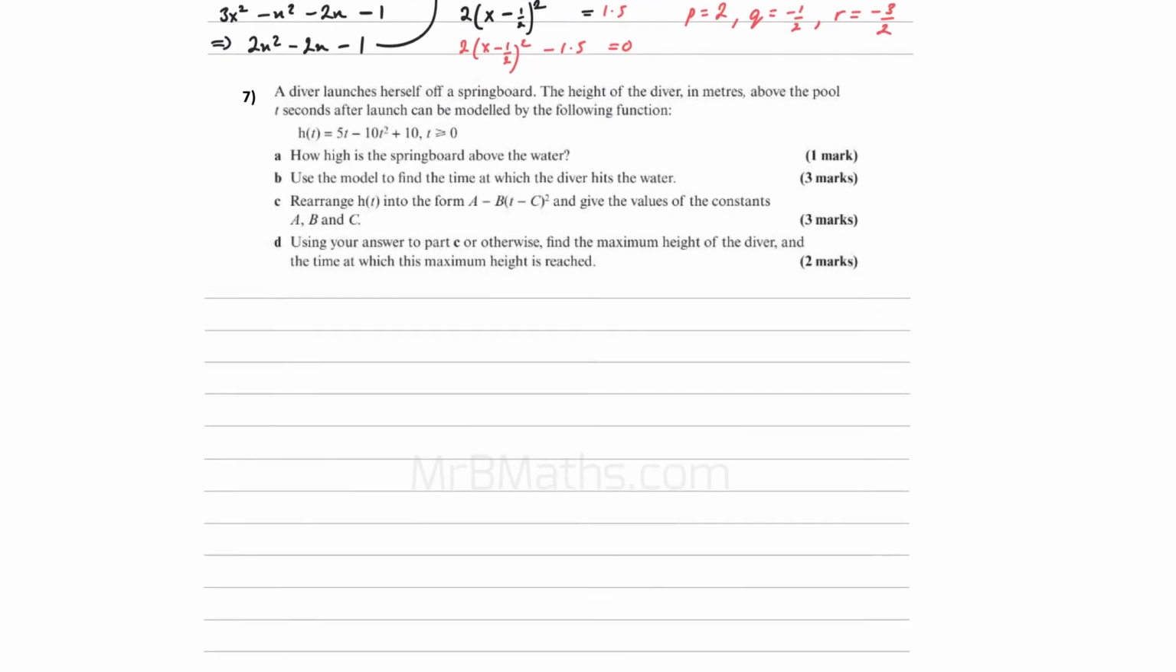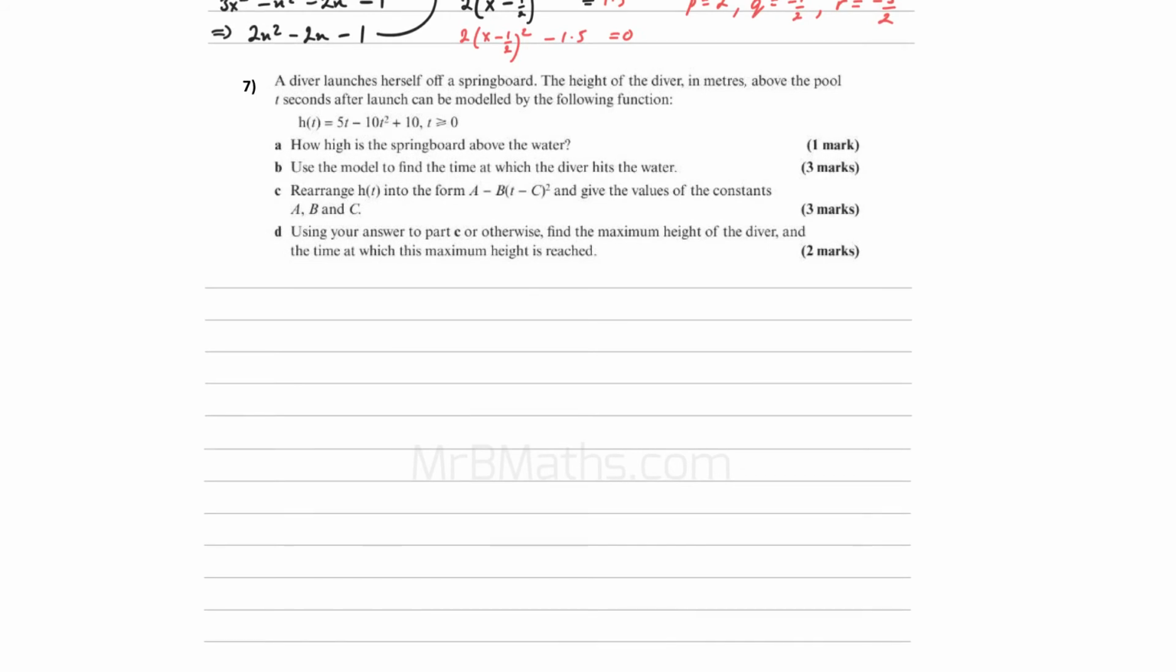Okay, question 7. How high is the springboard above the water? So how do we address this question? So we've got this equation here, which we're going to rearrange. We've got -10t squared plus 5t plus 10. So springboard above the water, well, when t equals 0, that will give us the height. So if we set t equal to 0, you find out that we get a height of 10 meters.